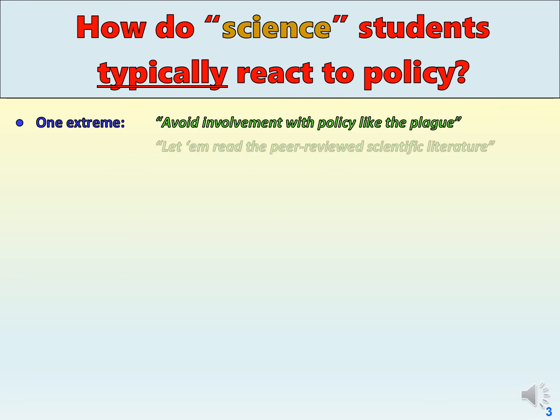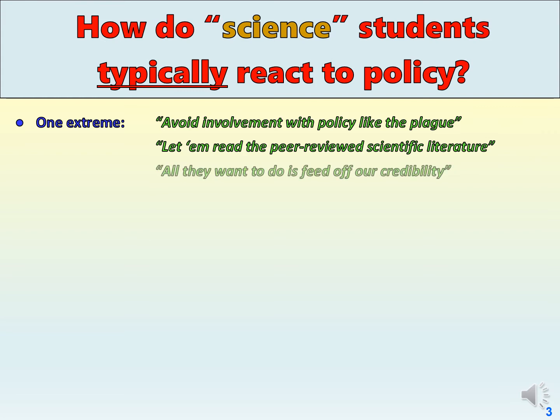Avoid it. Along those lines, they might say, if the public or decision makers are interested in science, they can read the peer-reviewed scientific literature. That's the best of the available science, and if they're really interested, they ought to read that. They also might say things like, all these political policymakers, particularly the elected ones, all they want to do is feed off our credibility to help themselves get reelected.